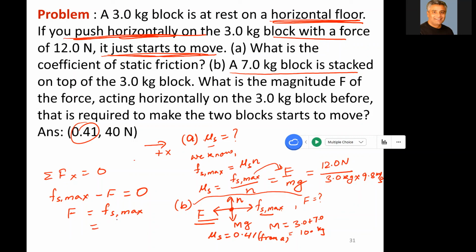Now what is Fs max? It's mu s times normal, but what is the normal force this time? Mu s times N, where N is uppercase M times G from the free body diagram, you can see. M is now 10 kilogram. So that's how it changes. Now you can calculate that number, and that's going to be around 40 Newton, I think. I don't know if I rounded it correctly or not.